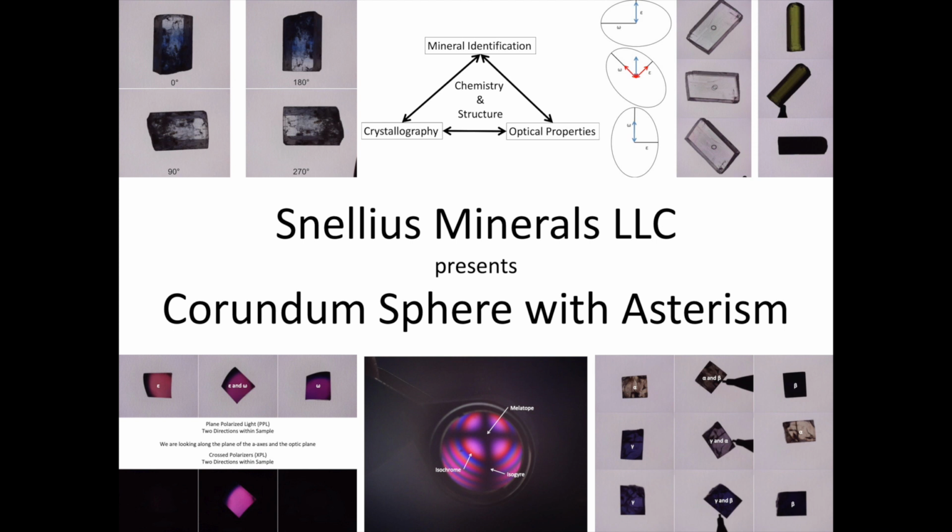Hi everybody! So today we're going to take a look at a corundum sphere that displays asterism. Asterism is a star-shaped pattern of light that often results from the scattering of light by inclusions in a crystal. And these inclusions are going to be crystallographically controlled, so our asterism actually gives us yet another way to link together our optics and crystallography for corundum.